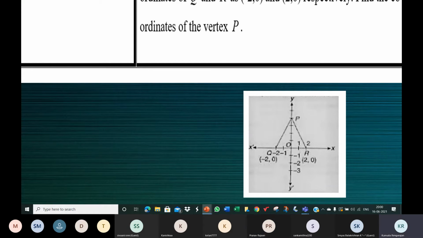Yeah, okay, fine. Ma'am, can you just repeat the formula of altitude? Root 3 by 2, square root of 3. Root 3 by 2 into side of the triangle. Yes, ma'am. Thank you, ma'am.